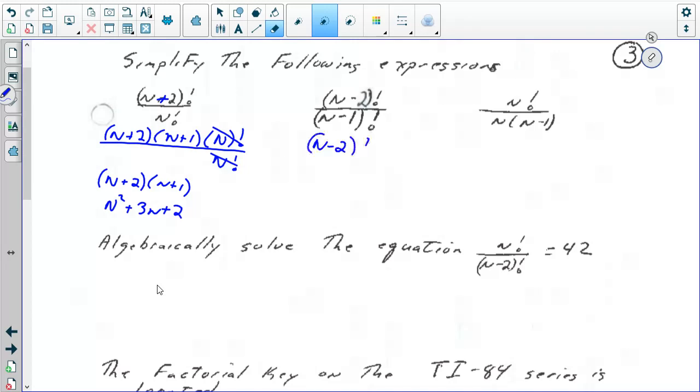N minus 1 factorial is n minus 1 times 1 less than that, which would be n minus 2. Okay, I can stop at that point. N minus 2 factorial divided by itself is equal to 1. My answer is not n minus 1. My answer is 1 over n minus 1, because the top reduces to 1 and the bottom reduces to n minus 1.